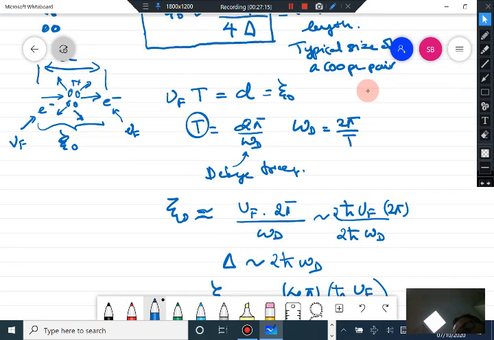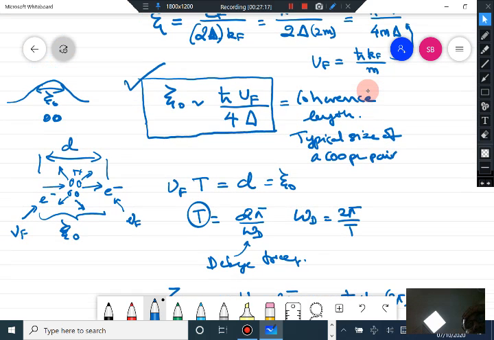So this is your coherence length that you can get for the Cooper pair, okay.